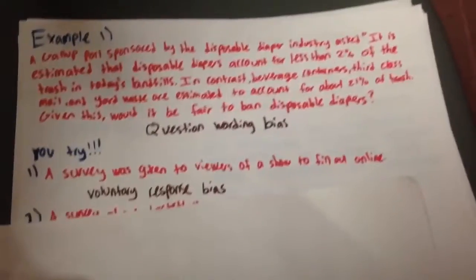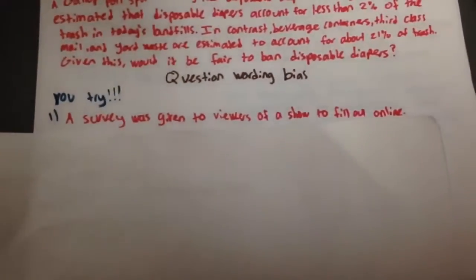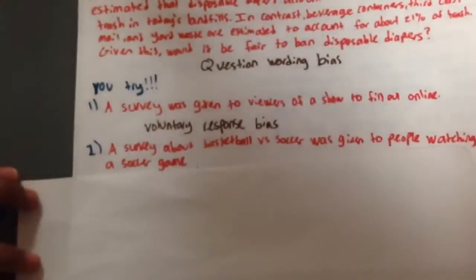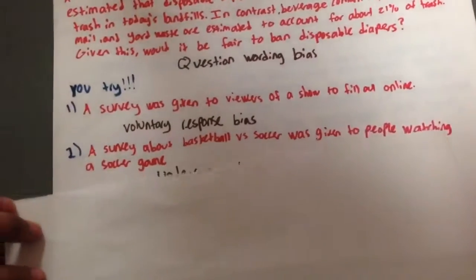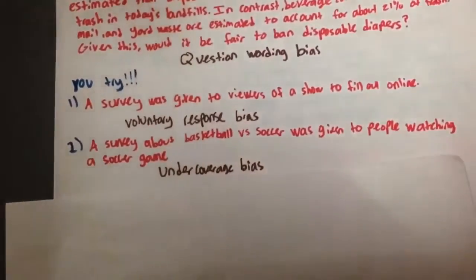Now let's look at another example. A survey was given to viewers of a show to fill out online. This would be voluntary response bias. A survey about basketball versus soccer was given to people watching a soccer game. This would be undercoverage bias.